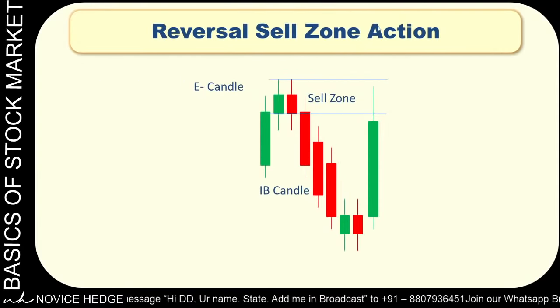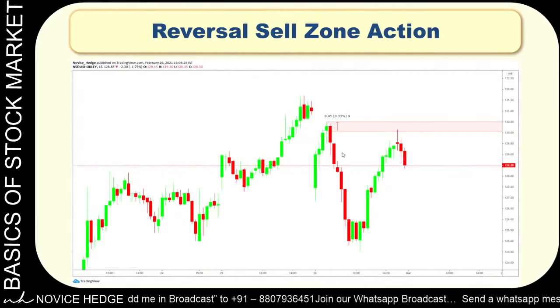Now the reversal sell zone action. It is similar, so I think now you can understand it in a clear way. If you see here, the first green color candle is an IB candle, followed by an E candle, and then there is a drop in price, which clearly says that it is an IB candle. So the first condition is satisfied. What about the second condition? Two consecutive lows. In this case, we have 1, 2, 3, 4, 5, so we have 5 consecutive lows. Once again the price comes back to the same level, it just had a kiss over there, and from there it starts to fall.